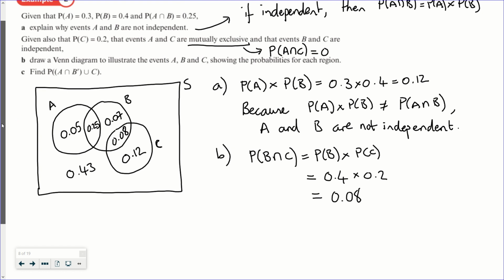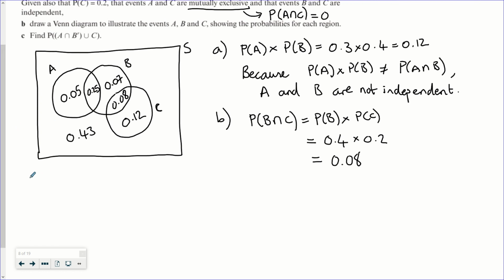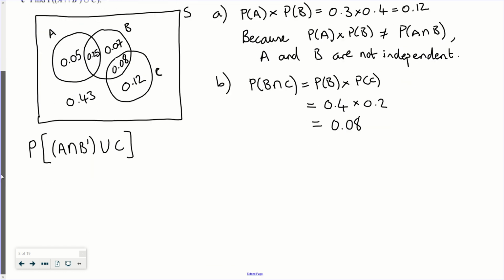So in part C, we're asked to find this fairly complicated looking probability here. So this is the probability of this event happening. So it's the intersection of A and B dashed combined with the union of C. So let's try and say this in words. So we've got the union of C and this set here. So for this set in the curly bracket, A and not B, we just need to work out what region that is on the Venn diagram. So that region is where the event A happens and B doesn't happen. So that's this region in the Venn diagram. That's where A happens and B doesn't happen. So that has a probability of 0.05.